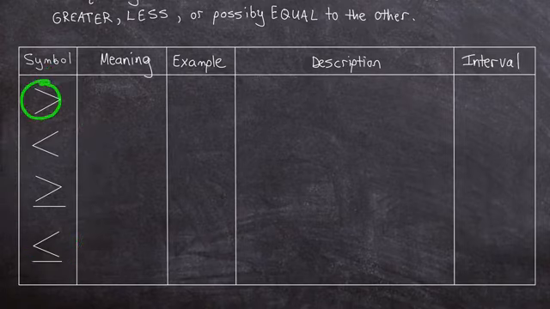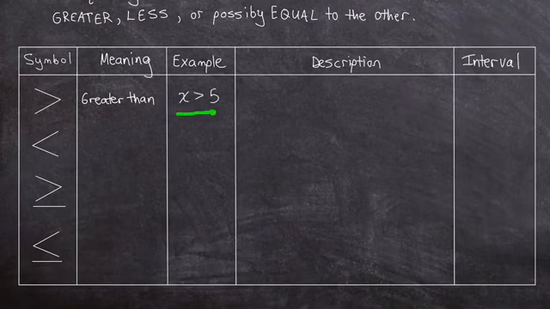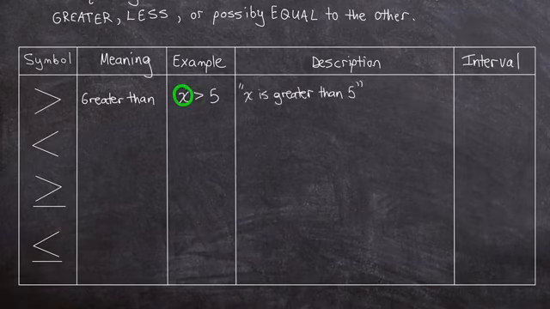This first symbol is the greater than symbol. And here's an example of an inequality that uses that symbol. When reading from left to right, this inequality says that x is greater than 5. So some examples of x values that would satisfy this inequality would just be values that are greater than 5. So for example, 6, 7, 8, and so on. Any value of x greater than 5 would satisfy that inequality.